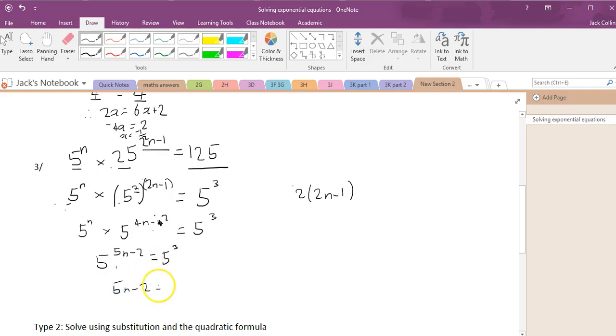5n minus 2 is equal to 3. So, therefore, rearranging, 5n equals 5, n is equal to 1.